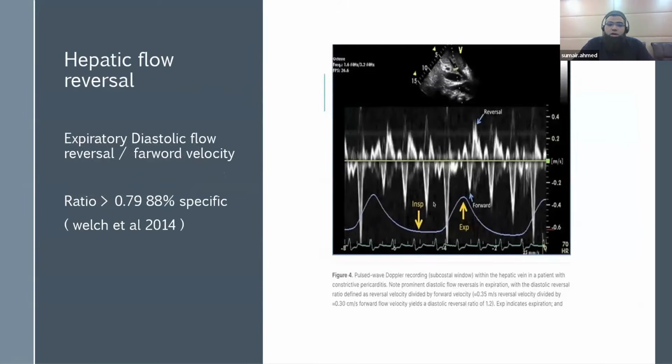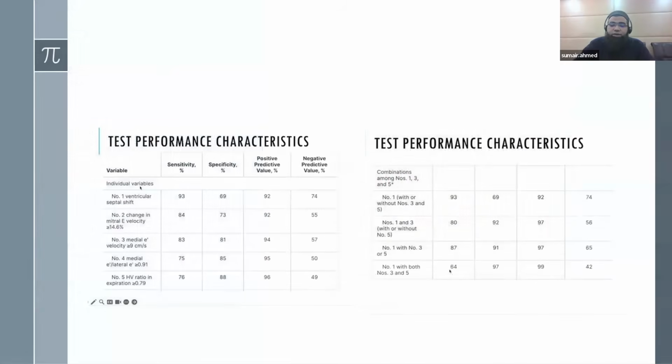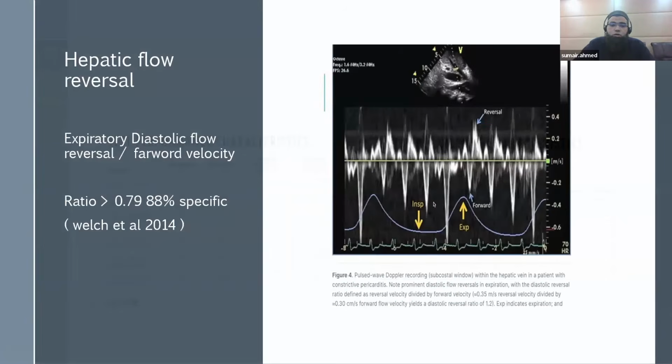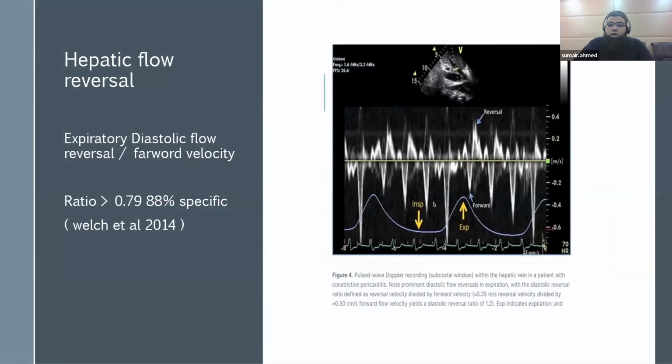One of the interesting features here is that Doppler is placed in the hepatic vein. Normally we know that the flow comes from the hepatic vein to the IVC, and this is a forward flow. But in constrictive pericarditis, there are expiratory diastolic reversals. When we take a ratio, if it is greater than 0.79, it is also 88% specific for the diagnosis of constrictive pericarditis.